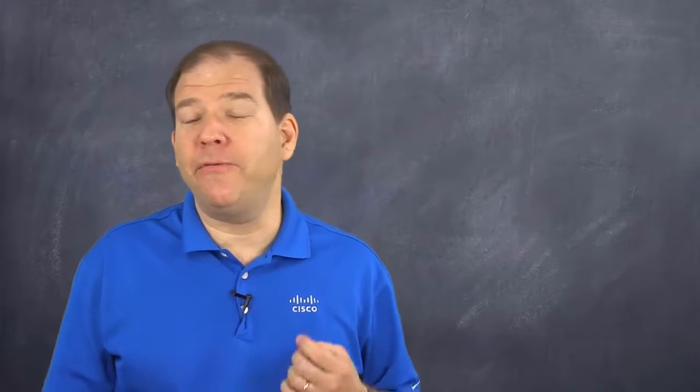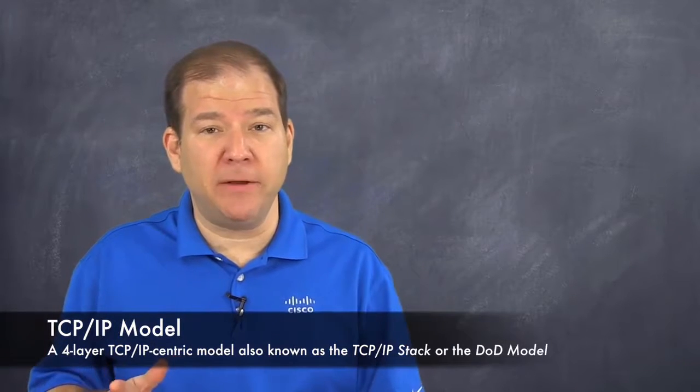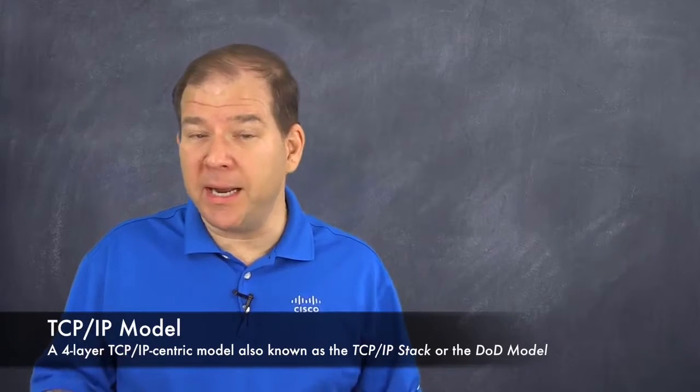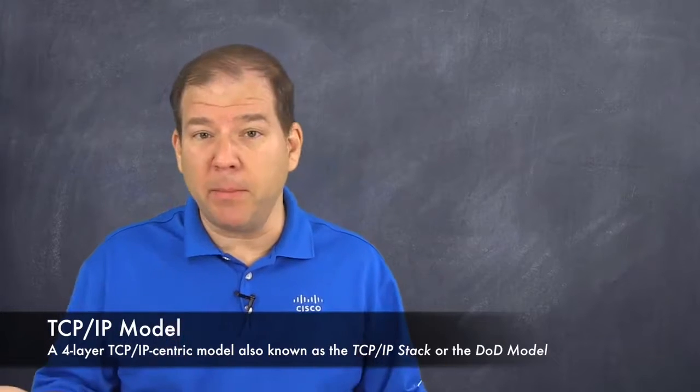Now that we have an understanding of the 7-layer OSI model, we want to take a look at the 4-layer TCP/IP model. The OSI model was developed to be a fairly generic and flexible model, but most of the traffic we deal with today is IP-based. So this TCP/IP centric model might be a better fit for us.